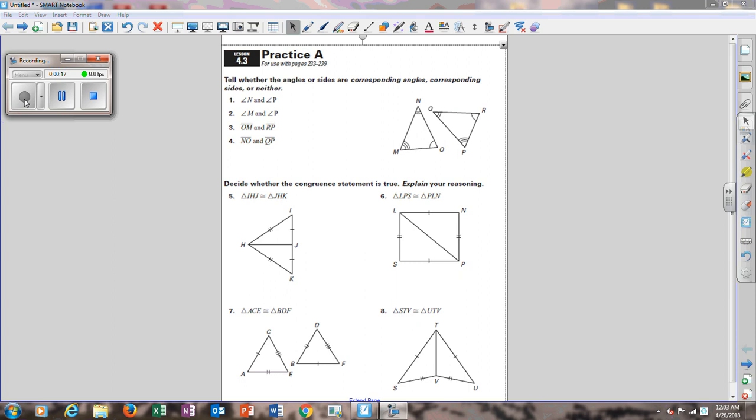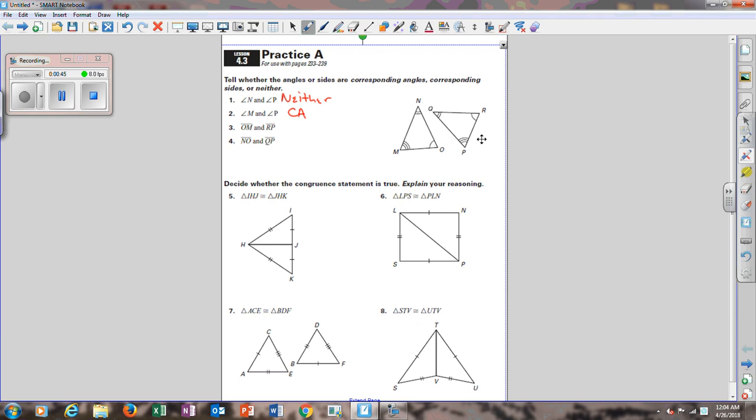Angle N and angle P. These are not corresponding angles. And you know that because this only got 2 swoops on it and this got 3. So that would be neither. Angle M and angle P, that's got 3 swoops, and this one's got 3 swoops. So it would be CA, or corresponding angles.